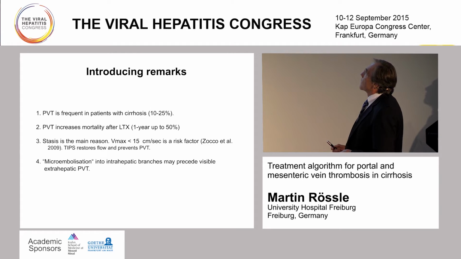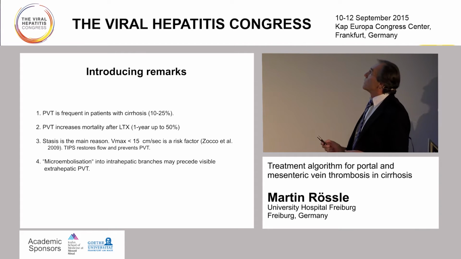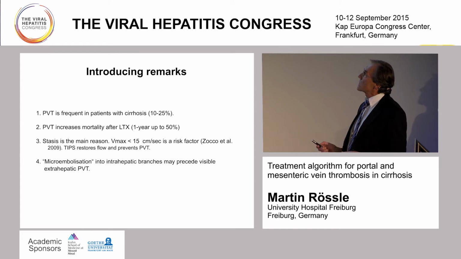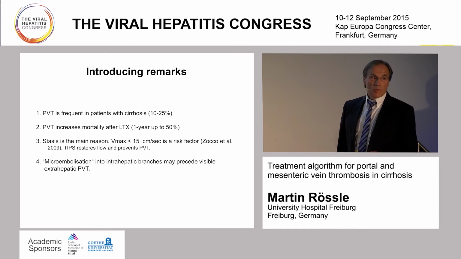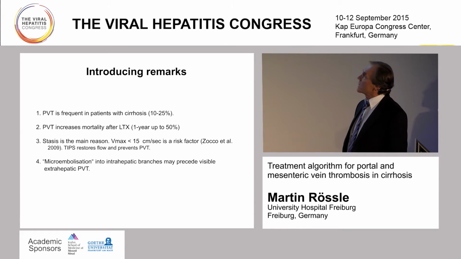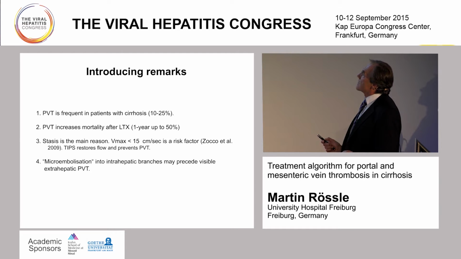First, portal vein thrombosis is frequent in patients with cirrhosis, amounting to about 10 to 25% in this group of patients. Second, portal vein thrombosis increases mortality after liver transplantation, which can go up to 50% within 1 year after the transplantation. And third, stasis is the main reason for portal vein thrombosis.